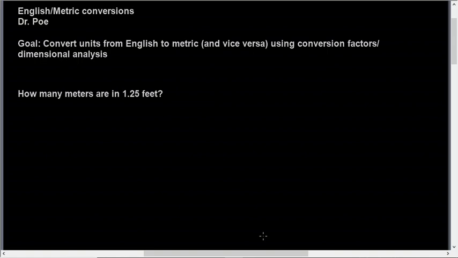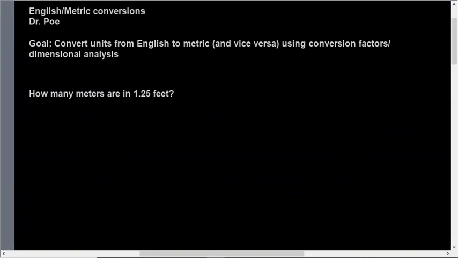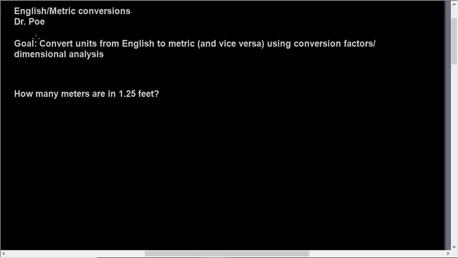In this video, we're going to be talking about English to metric conversions, and this is an important concept for dimensional analysis, which is what a lot of nurses use in order to do things like convert from patient mass to the amount of drugs that that patient particularly needs. And we do this using conversion factors. Those conversion factors are like equivalencies.